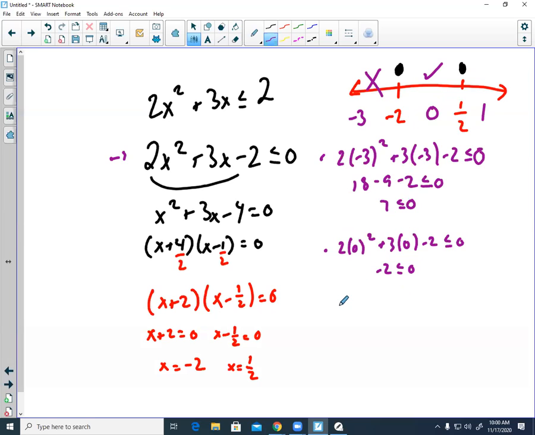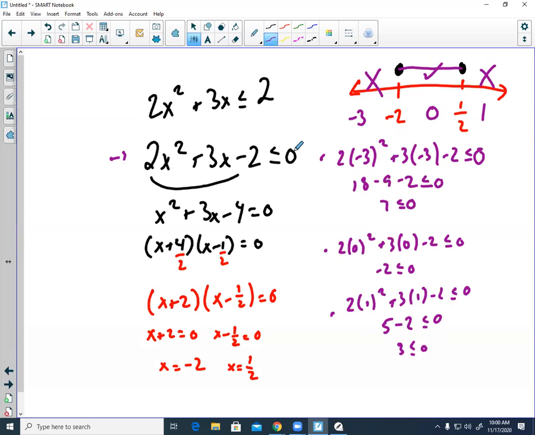Okay, and then the last one, which looks like this, is 1 is the point. So 2 times 1 squared plus 3 times 1 minus 2 is less than or equal to 0. 1 squared is 1 times 2 is 2 plus 3 is 5 minus 2 is less than 0. So 3 is less than or equal to 0, which is not true. So it looks like this. So your number line should be going this way, and it should stop at that point.